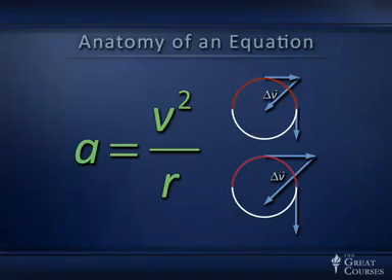Well, let's talk briefly about what happens if the motion is non-uniform. We could have a situation where the speed of an object is changing even as it undergoes circular motion.